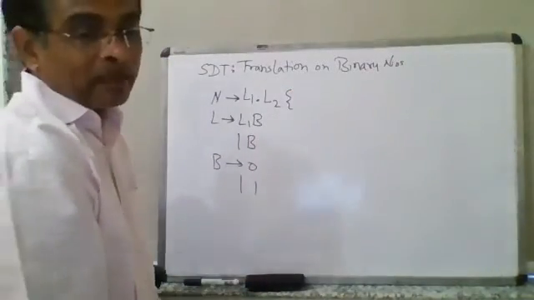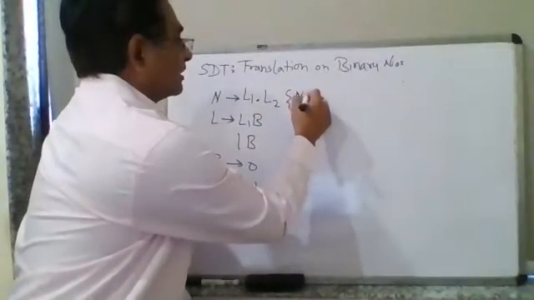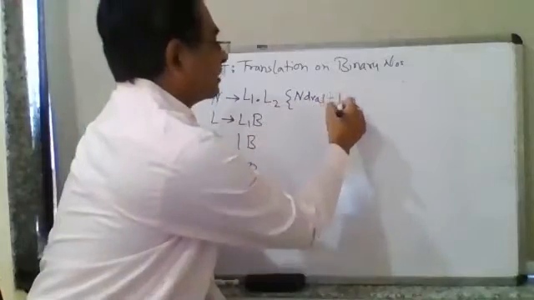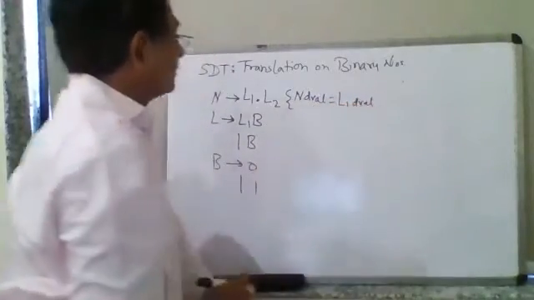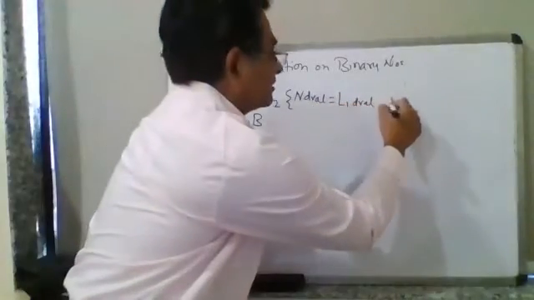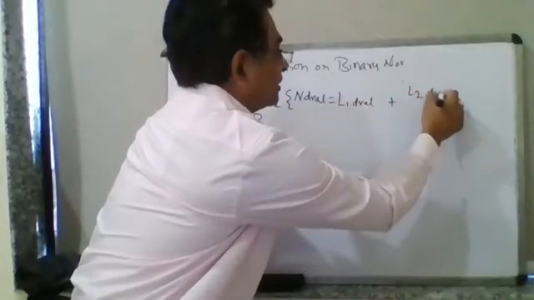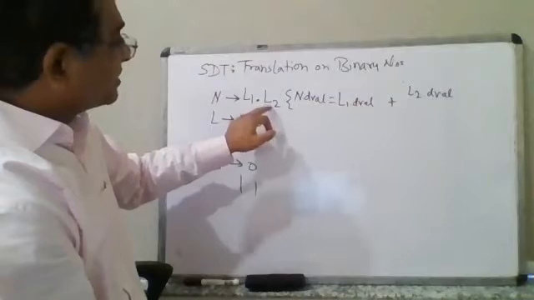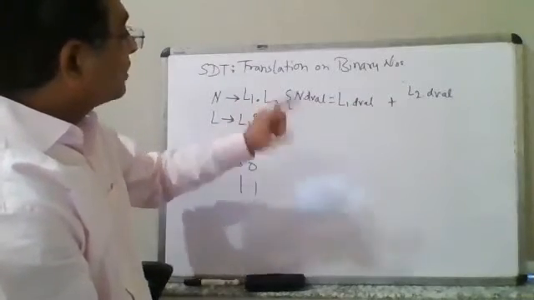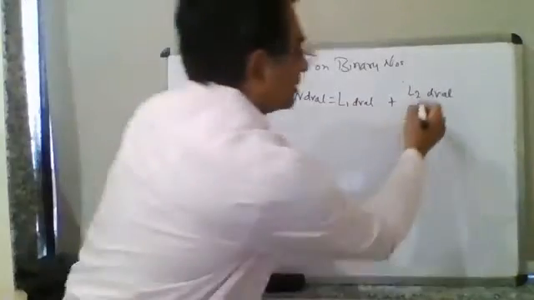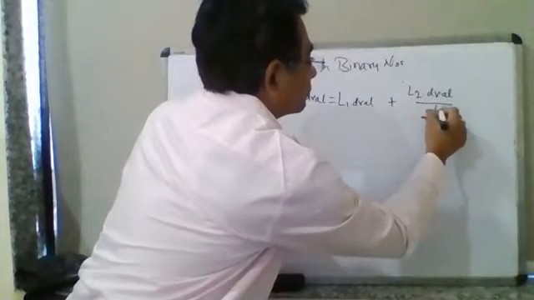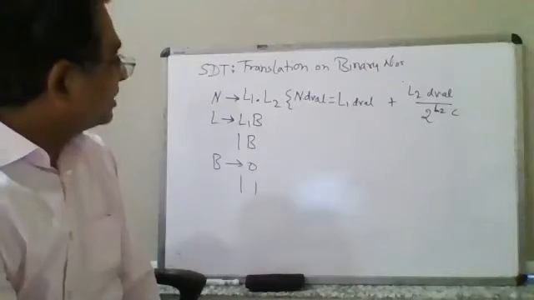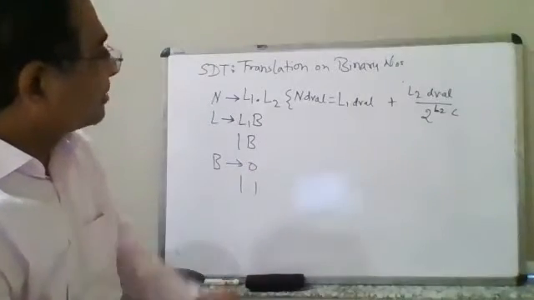L1 dot L2, right? So n dot decimal value is equal to L1 dot decimal value, then plus L2 dot decimal value, that is the decimal value, divided by 2 to the power number of bits, right? So divide by 2 to the power L2 dot C. If I say L2 dot C count, then this problem could be rectified.